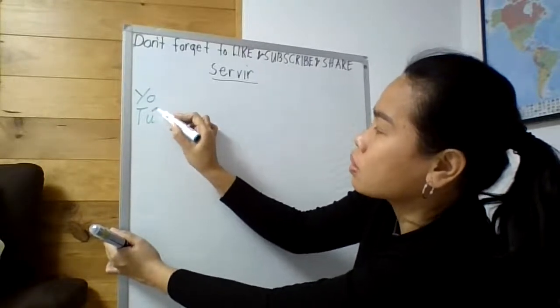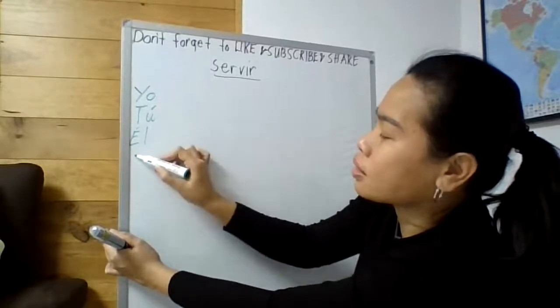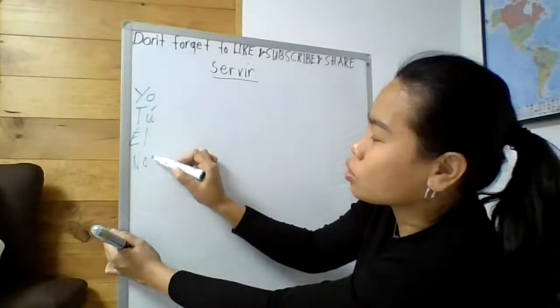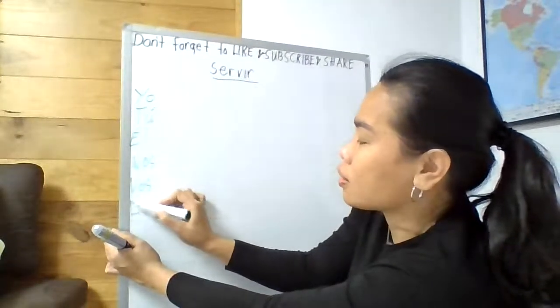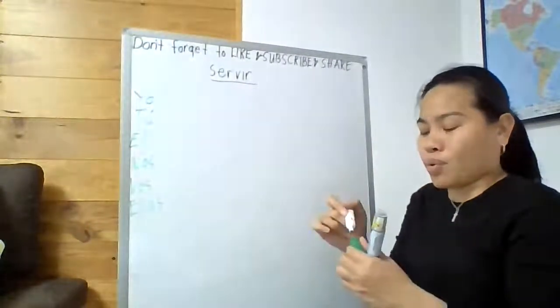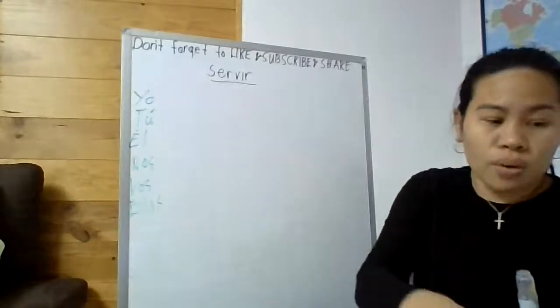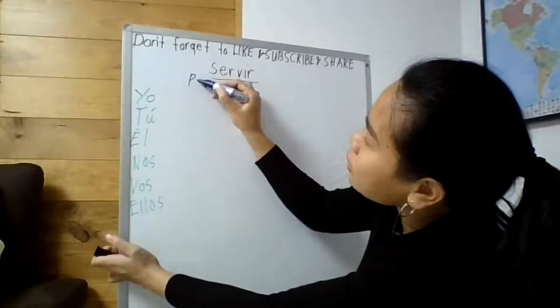Tú, él, ella, that is understandable. Nosotros, vale, vosotros, and ellos, ellas. Okay, so that we can have more word. So let's have first the present.